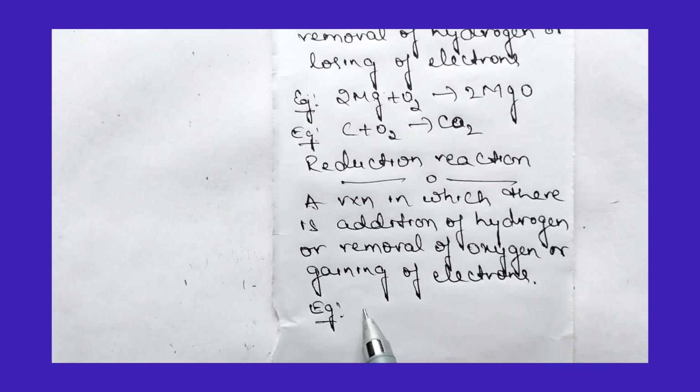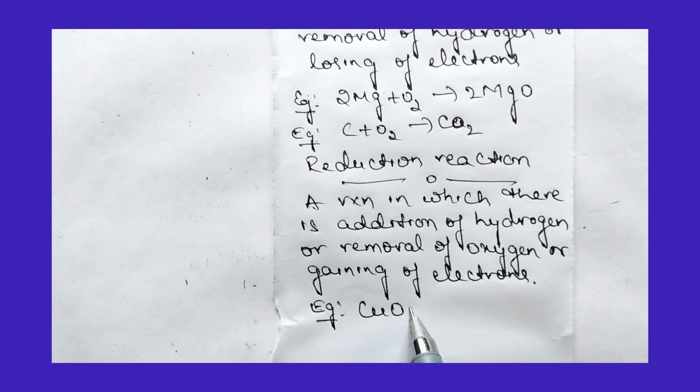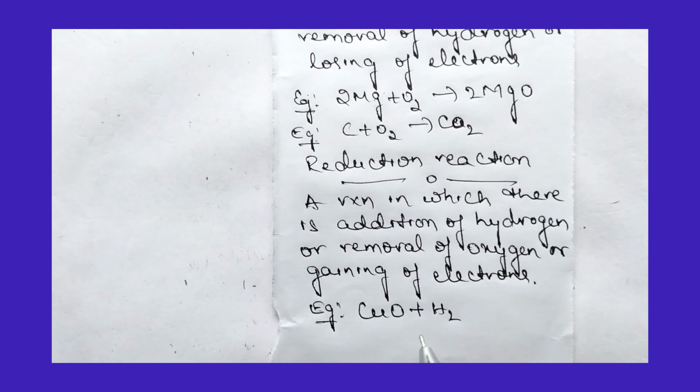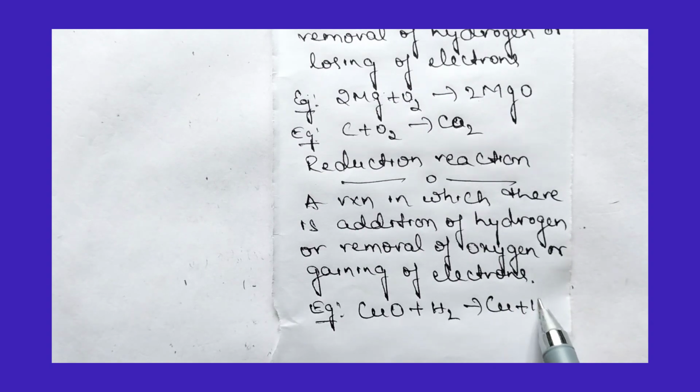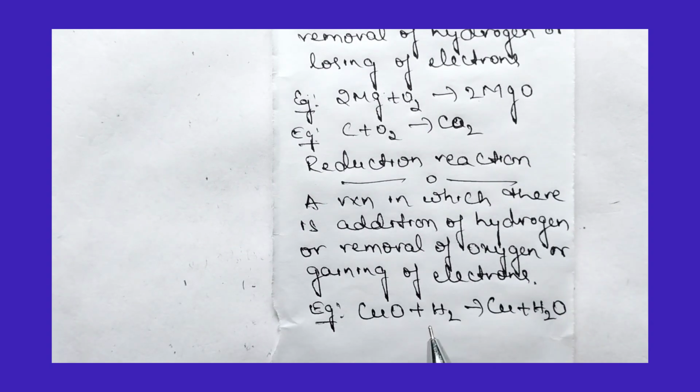So let us take the example. When hydrogen is passed over copper oxide, it forms copper and water. So here, from copper oxide, oxygen is removed.